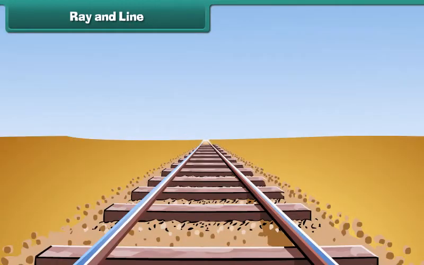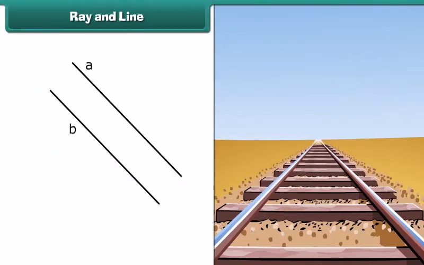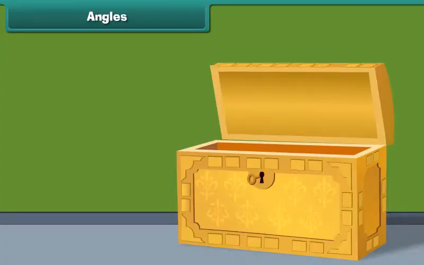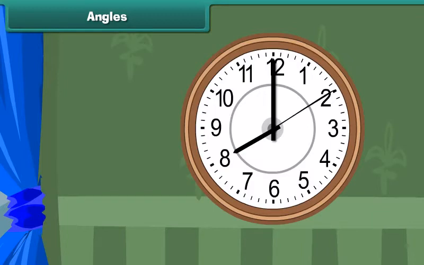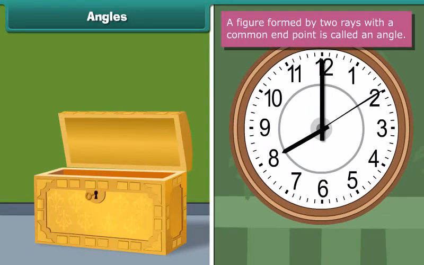Now notice this railway track. The two sides of track do not cross one another. These sides are parallel. Similarly, two lines are said to be parallel lines if no matter how far the lines extend in either direction, they never cross each other. Look at this box. What figure does it make? It forms an angle. Similarly, the minute hand and the hour hand in the clock form angles. A figure formed by two rays with a common endpoint is called an angle.